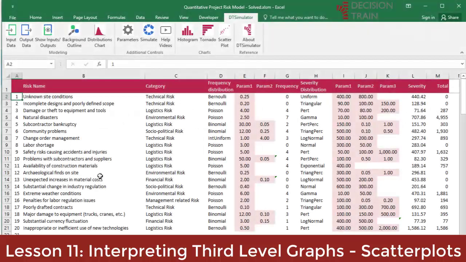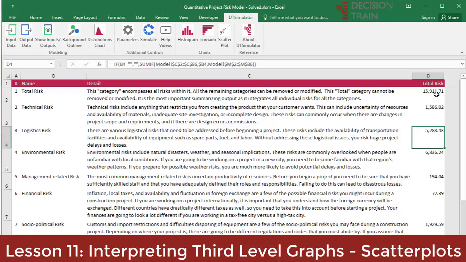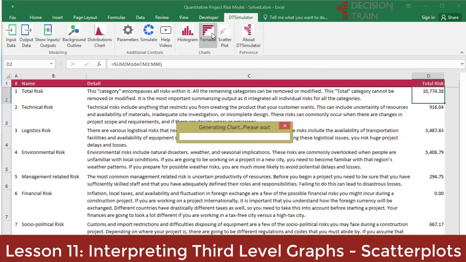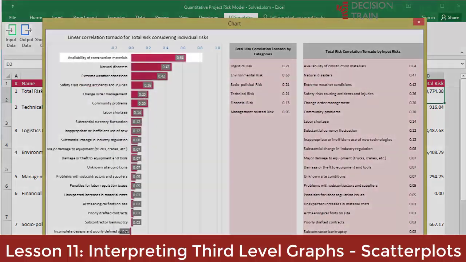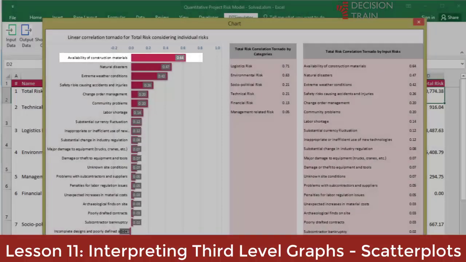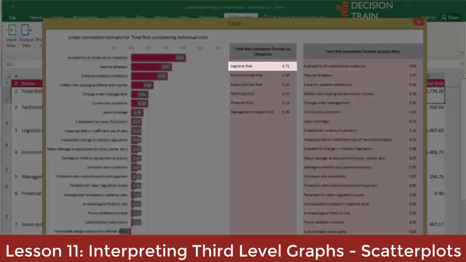Let us go back to the Outputs tab and place your cursor on Total Risk, cell D2. Then click again on the tornado icon. Remember that the risk with the greatest impact on the total risk is availability of construction materials, with a coefficient of 0.59, and the category with the greatest impact is logistics risk, with a coefficient of 0.68.